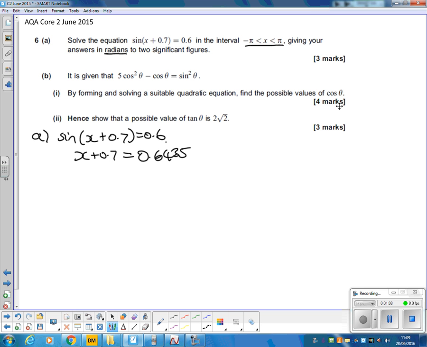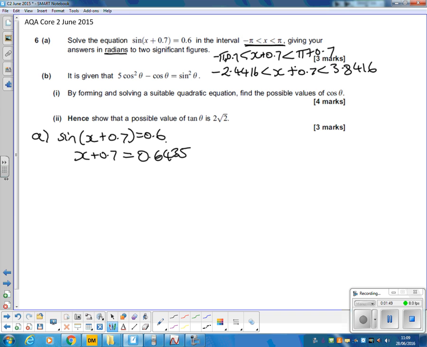So let's have a look at the interval we need to use. We're using minus pi is less than x is less than pi. Now that's for x. So if we're looking at x plus 0.7, we need to add 0.7 to our interval. And I'm just going to use my calculator to change that to a decimal, so I have an idea of what range of values I want on this line. So I'm looking for solutions in this interval for x plus 0.7. So 0.643 falls in this interval, so we've already got one there.